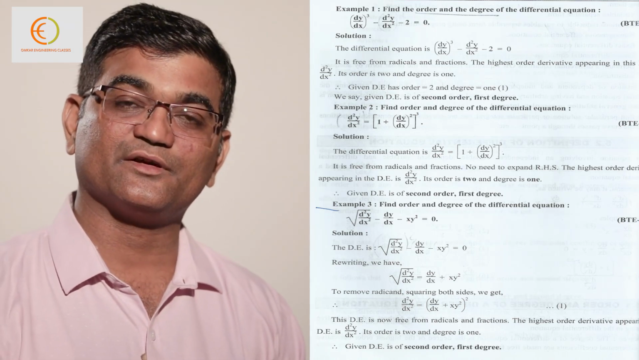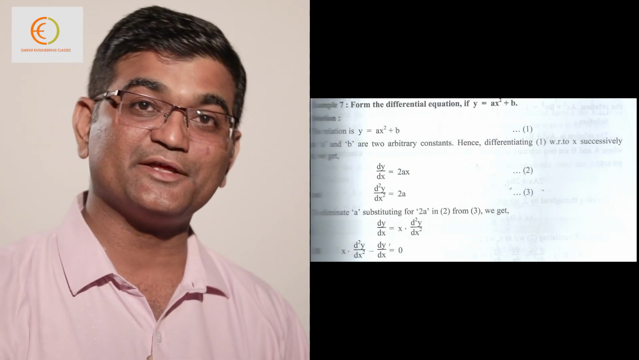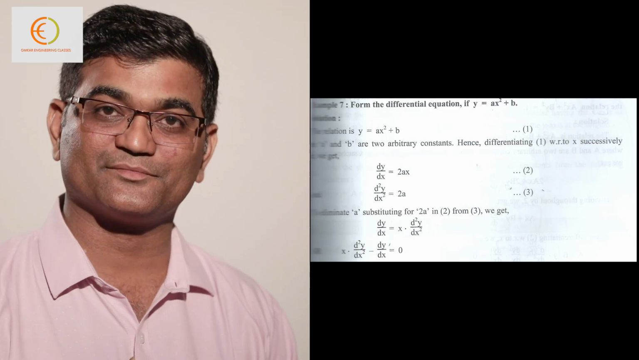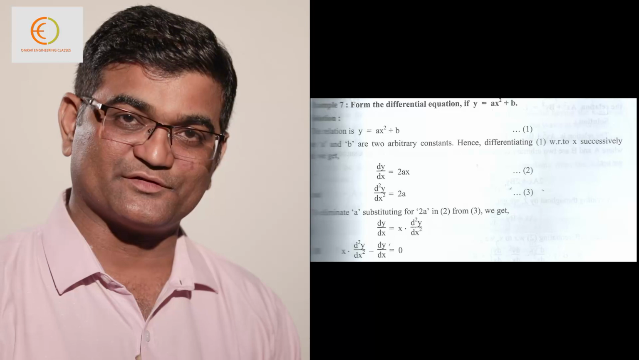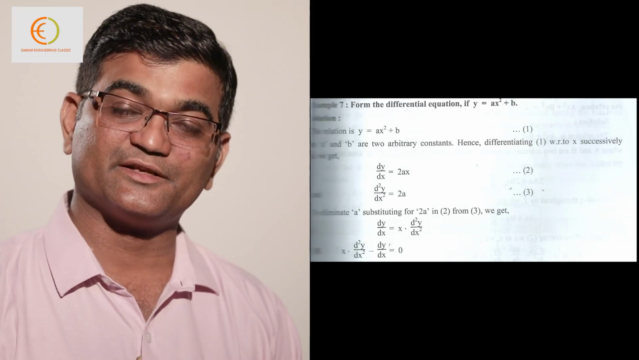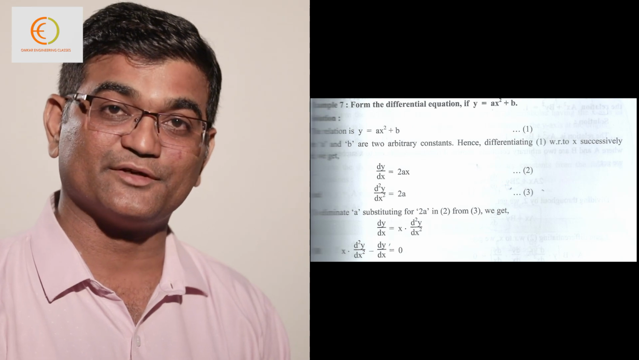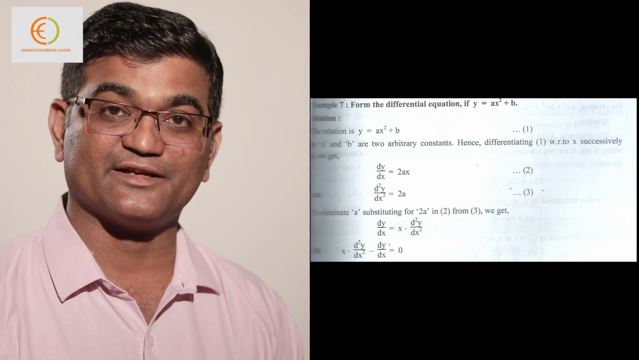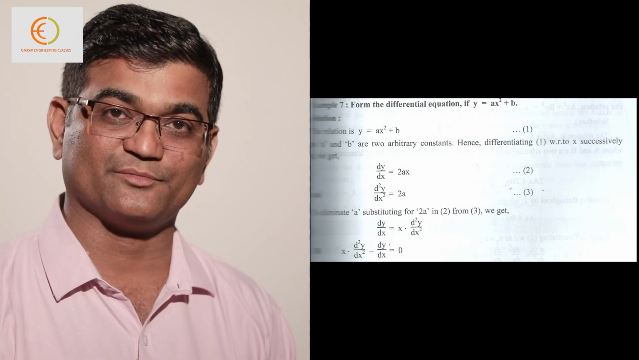Second type they will ask you: eliminate the arbitrary constant or form the differential equation. The meaning of both questions will be the same. In this case, suppose a is the arbitrary constant, b is the arbitrary constant. The thumb rule is, if one arbitrary constant is given, then one derivative. If two arbitrary constants are given, then two derivatives, that means the second derivative. This is how you can solve this problem.